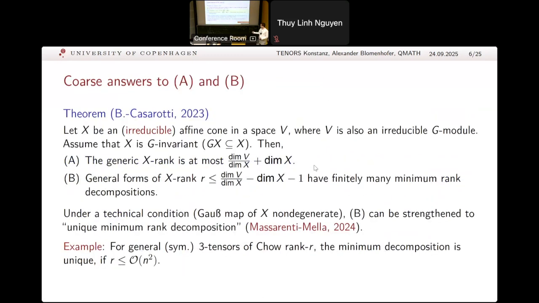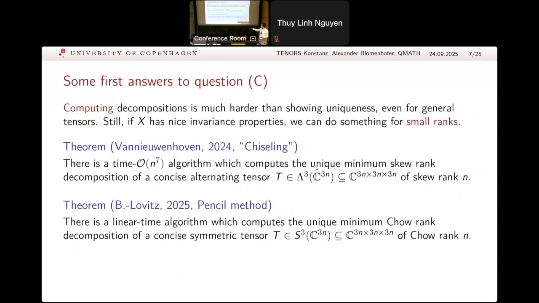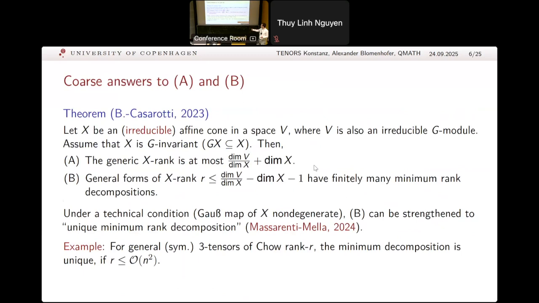The thing is, if you could prove that the generic rank is very close to this dimension of V over dimension of X, this is basically the best thing you could prove. Usually most reasonable varieties have the generic rank close to this value. And basically what I mean is that this bound gets the strongest if the dimension of X is small in relation to the dimension of V. Does it make sense?